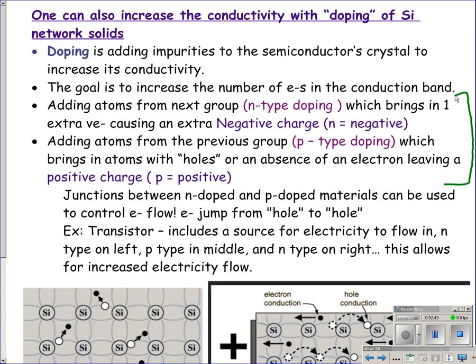I'll be right there. So next group over, which carries 1 more electron, has a negative charge. Next group, negative, N-type doping. So that's going to allow it to have an extra electron to move around, right? Which is all what electricity is. But you need a place to put that.